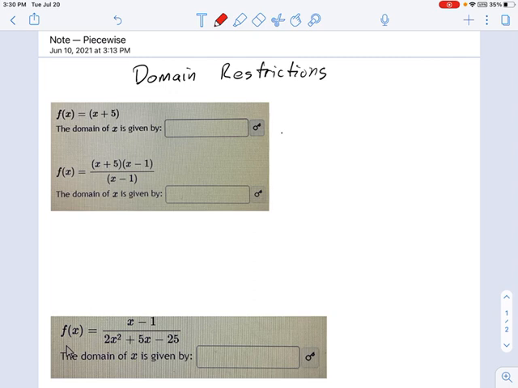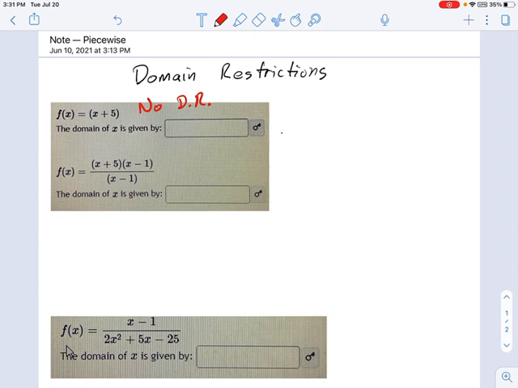Other types of equations, like radical equations, have other kinds of domain restrictions, like if you tried to square root a negative. But for now, in this rationals unit, all we're dealing with is the divide by zero. We don't want to do that. So if you take a look at this first equation, it's very simple: f equals x plus 5. Are we dividing by anything? There's no division happening. There's no x on the bottom of a fraction. And that means no domain restrictions.